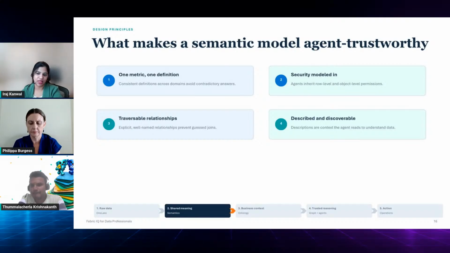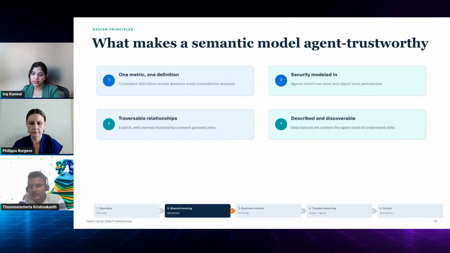Now that we have talked about the agents, we also need to know what makes data agent trustworthy for the semantic models. Not every semantic model is automatically ready for agents. To be agent trustworthy, it needs to have a few qualities. Number one, the metric: one metric, one definition, which means if revenue is defined in three different ways, an agent can inherit the ambiguity.